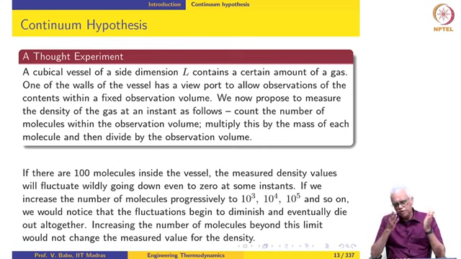In fact, beyond a point we notice that the fluctuations die out completely. It does not seem to matter whether we increase the number of molecules beyond a threshold or how much we increase the number of molecules beyond a threshold. We get a single value for the density, not only at a given observation volume, but at any observation volume in the vessel. That is intuitively clear to us.